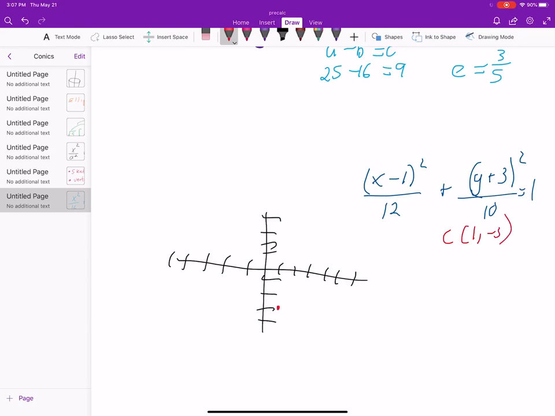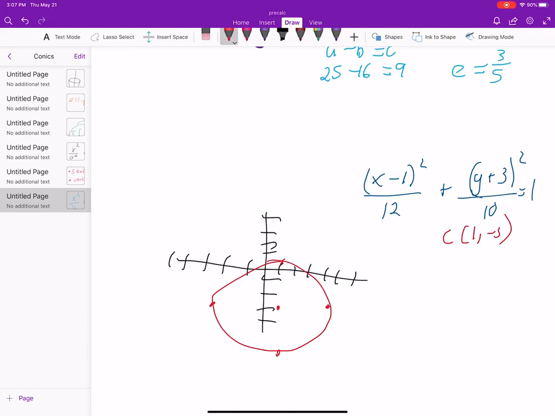So here, 12 is bigger than 10. And I did 12 purposely because it's a nasty number, but that's okay. So I'm going to have the square root of 12, which is a little over 3, and that's on the x. So I'm going to go 1, 2, 3, just a little over 3. There's my vertex that way. 10 is just a little bit over 3, less than the 12. So we have 1, 2, 3 right there, and 1, 2, 3 right there. So here comes my ellipse, almost a circle.